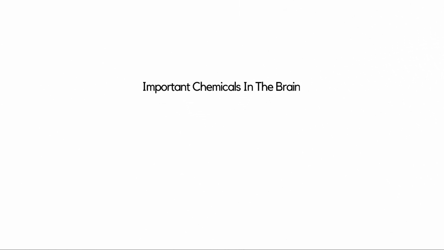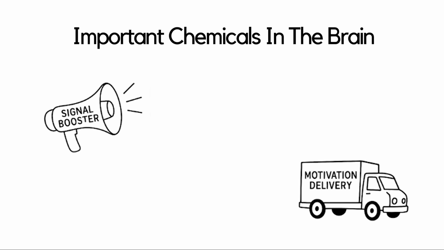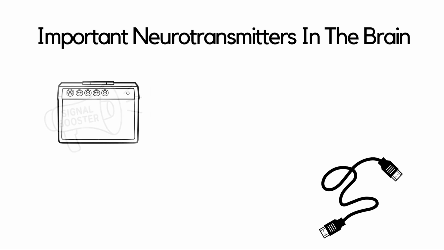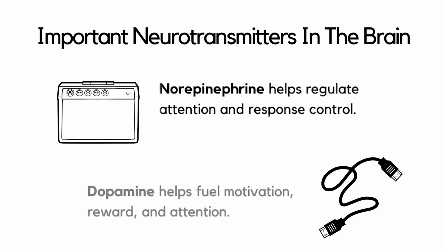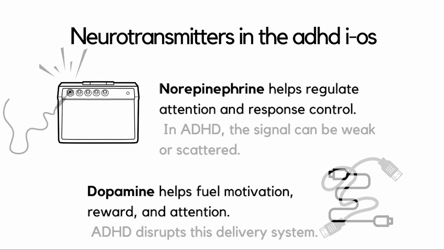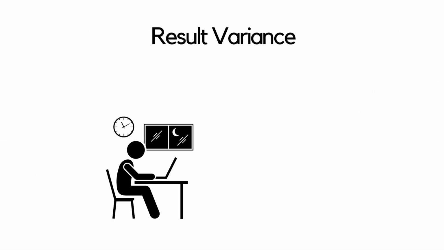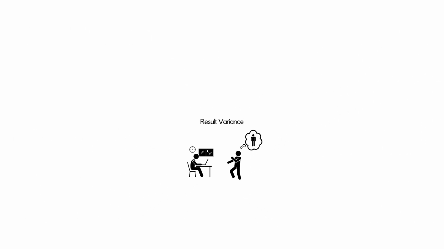Now, let's talk chemistry. Every brain uses 2 key chemicals, norepinephrine and dopamine. Both of these are called neurotransmitters, which you can think of like the cables and signal amplifiers in a computer. One increases the size of the signals necessary for focus and executive control, while the other helps move those signals from place to place. In the ADHD iOS, both of these powerful neurotransmitters tend to be out of balance, which can lead to anything from hyperfixation to disconnection between what you want to do and what your brain actually does.